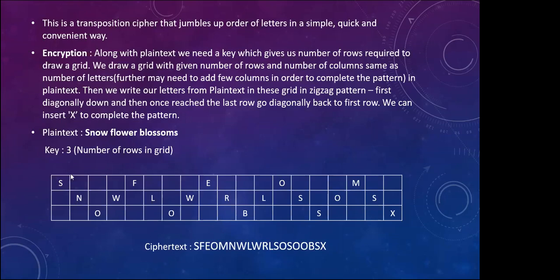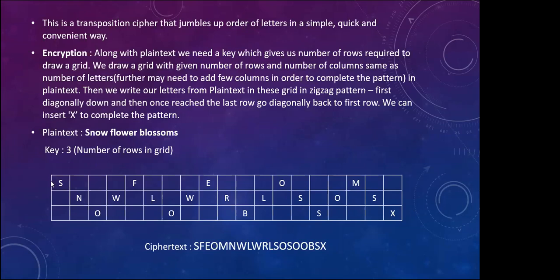As you can see, we have written here S, N, O. In such a way we write it diagonally, in a zigzag manner, so that we fit the message in this table. And as you can see, I have inserted an X at the last, since this is to complete the zigzag pattern in this grid. We can skip the X also for increasing the security of this encryption, but we can also fill the null space with X. In this way we fill this grid.